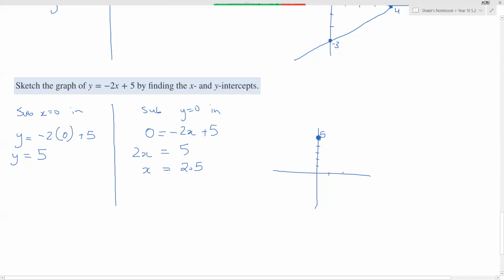So 1, 2.5. So let's say that's 3. This would be 2.5. I'll put a dot here. And I just join the dots. And I've got my straight line.